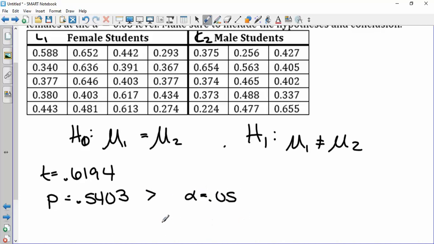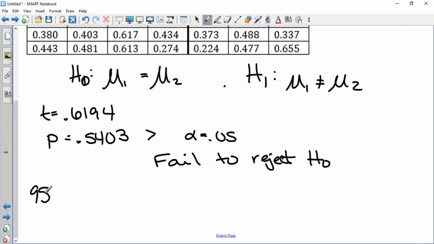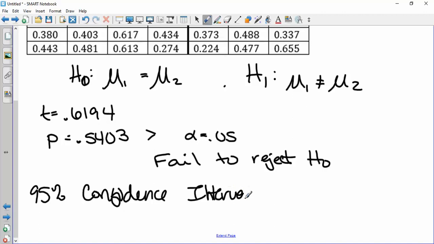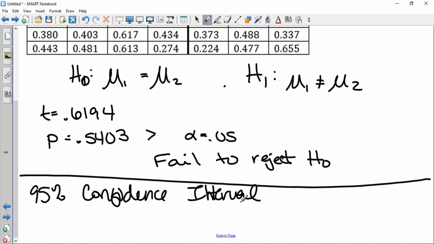Alpha this time was 0.05, so my P is greater than alpha, so what does that mean? Fail to reject. There is not enough evidence to conclude there is a difference in reaction time between our males and females. What if I asked you to build a confidence interval? Let's say I asked for a 95% confidence interval. What would we do?